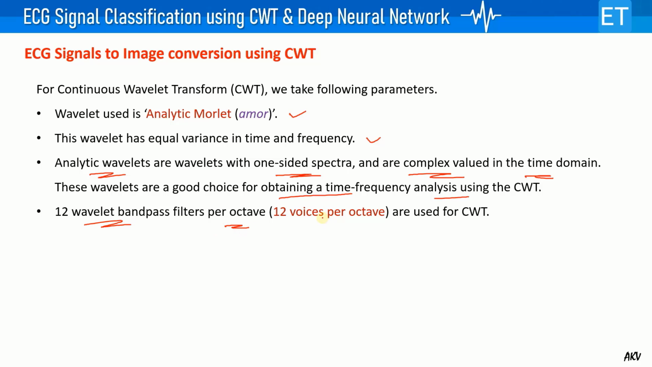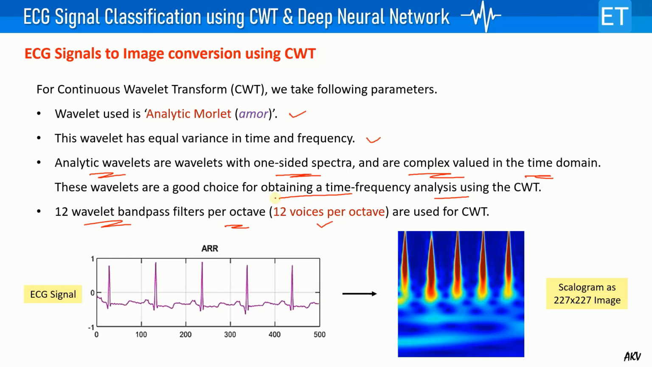It means we will utilize 12 different band pass filters to convert the 1D signals into wavelet coefficients. They are also known as 12 voices per octave. So here is an example signal, an ECG signal of length 500 of type ARR, and this is its corresponding scalogram. I mean these are its continuous wavelet transform coefficients.